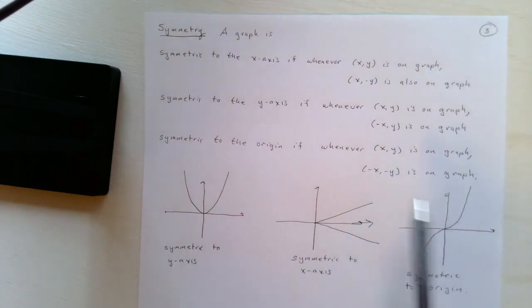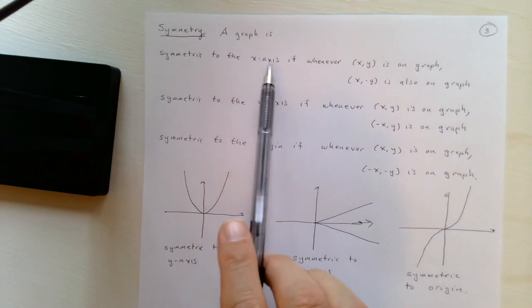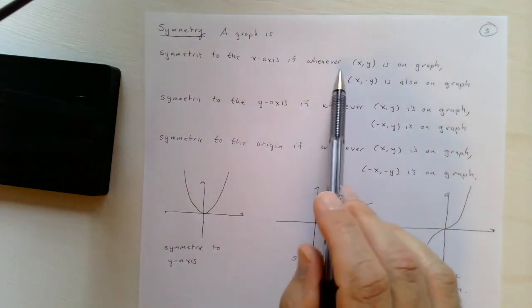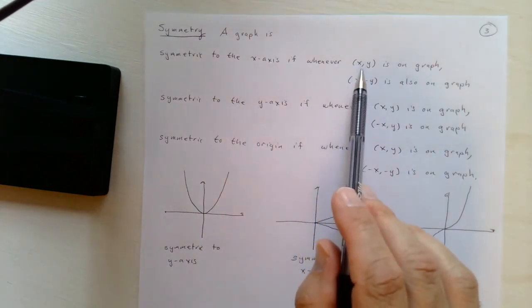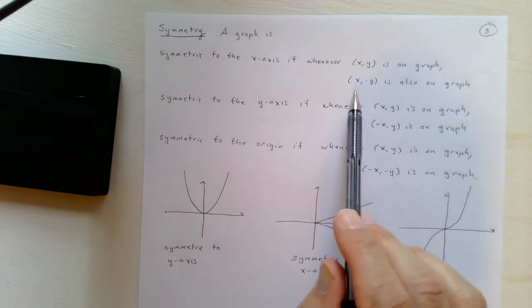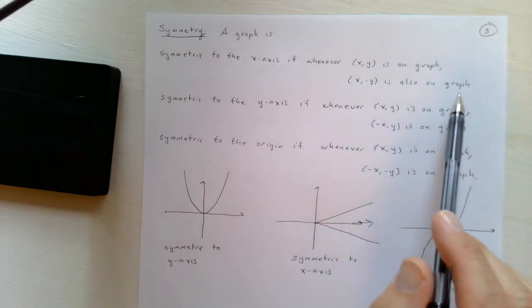And algebraically, what this means is if it's symmetric to the x-axis, then if (x, y) is a point on the graph, then (x, -y) is also going to be a point on the graph.